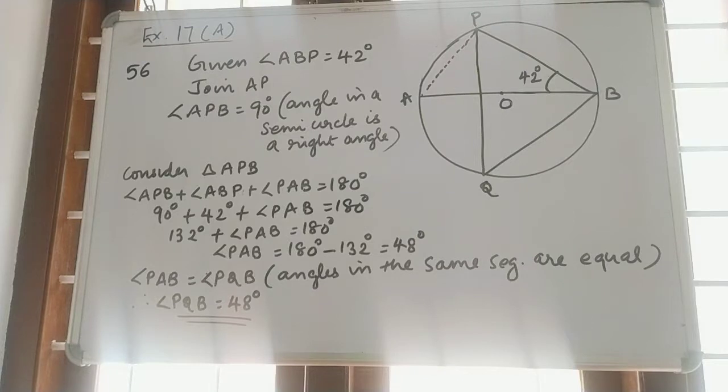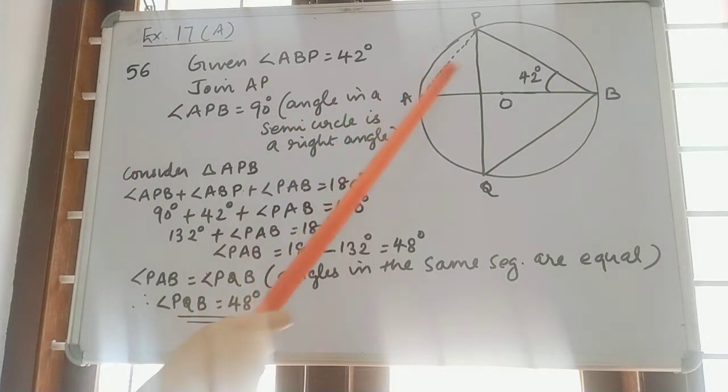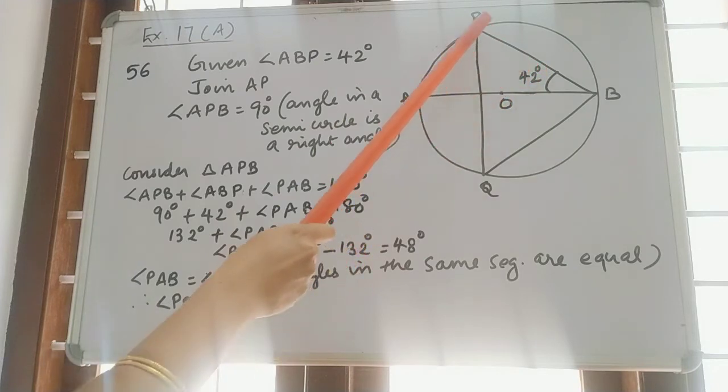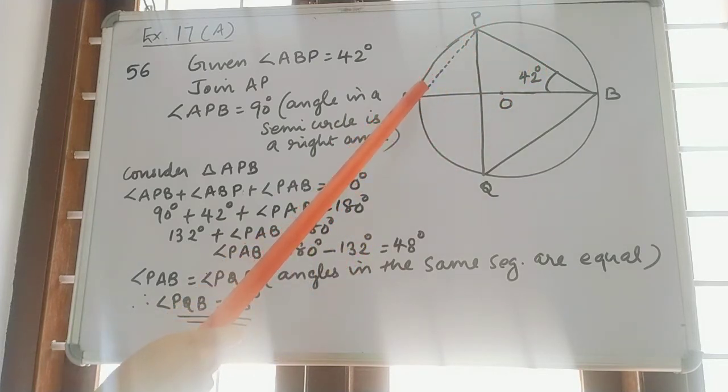Next question number 56. The given figure shows a circle with a center O and angle ABP is equal to 42 degree. Calculate the measure of first one angle PQB, second angle QPB plus angle PBQ. Given ABP is 42 degree, join AP.